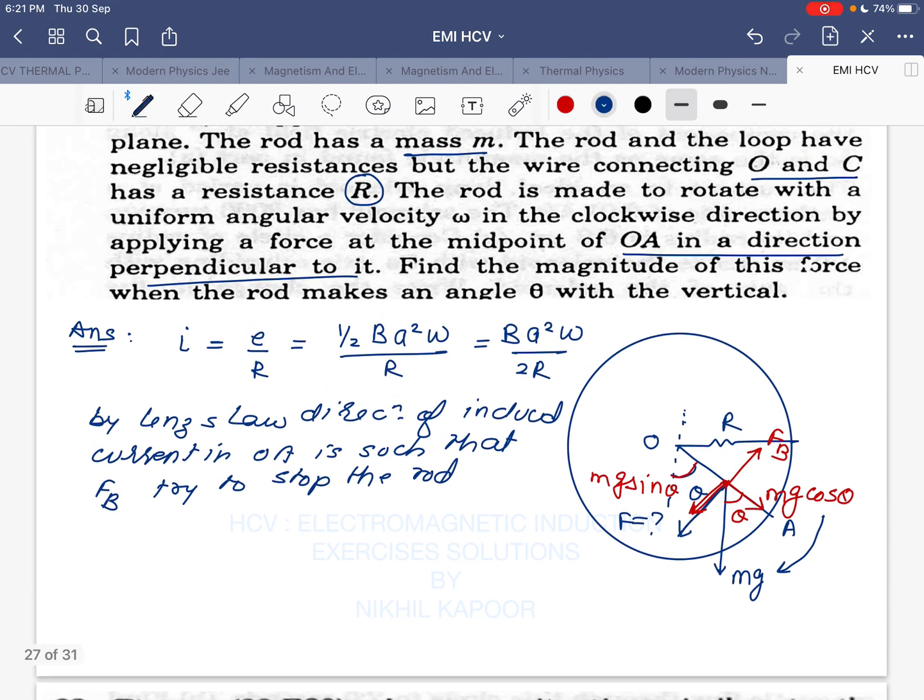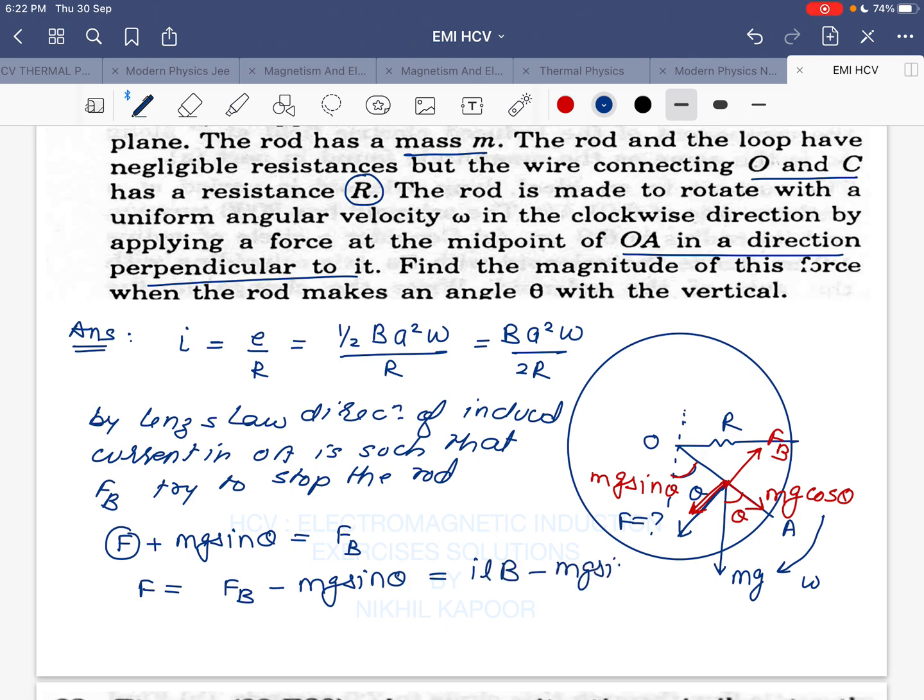Now, the force that we need to find, by applying which we are rotating the rod, plus the component mg sin theta together must balance the magnetic force. Then and only then the rod will keep moving with constant omega. It means the force that has to be applied must be equal to, at this instant, the magnetic force minus mg sin theta, and the magnetic force is given by ILB minus mg sin theta.